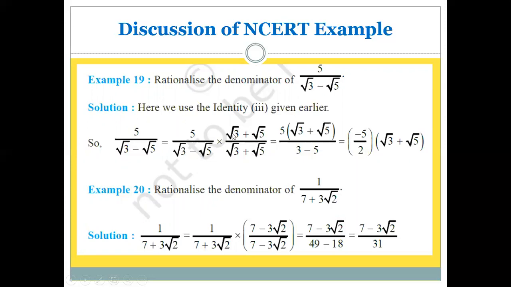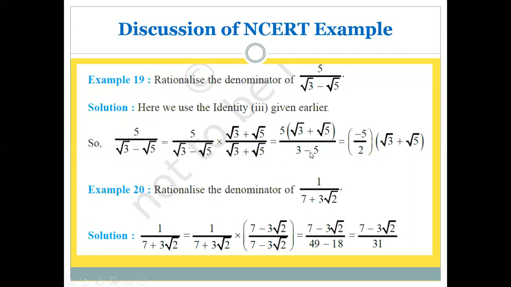So here we have multiplied numerator and denominator with root 3 plus root 5, so 5 times root 3 plus root 5 upon root 3 plus root 5. So there is no change in the value when we take the same numerator and denominator and multiply it with any value. Then now we have here 5 times root 3 plus root 5.